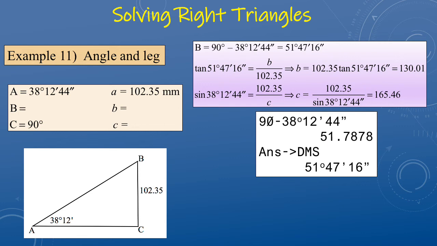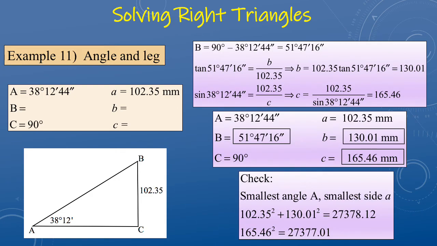The same thing is true with working with the angle A. We want to find the hypotenuse, and we know little a, and that is going to use the sine function. And since sine of 38 degrees, 12 minutes, 44 seconds is 102.35 over c, we could write immediately that c is equal to 102.35 over sine 38, 12, 44, and we get 165.46.